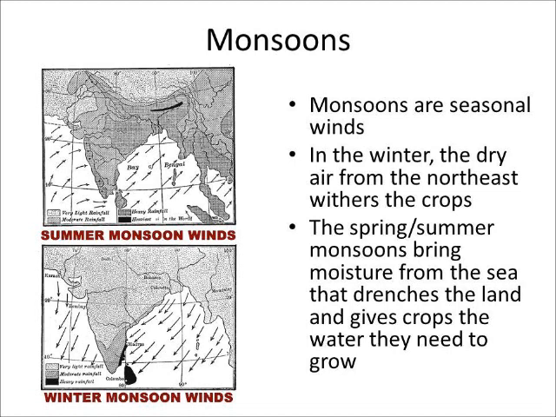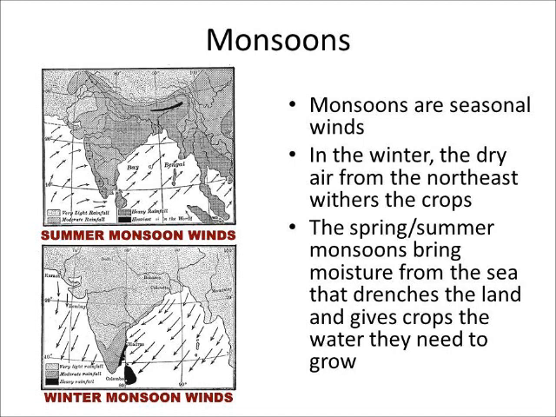Monsoons are seasonal winds, and in the winter, the air blows from northeast to southwest, so it comes from what we would now call China. And it was very dry air, very arid, and it would basically wither the crops. But then in the spring, monsoons would come from the southwest and flow northeast, and they would bring moisture up from the Arabian Sea, and that moisture would then be dumped onto the land, and it would drench the land and give the crops the water that they needed to grow.